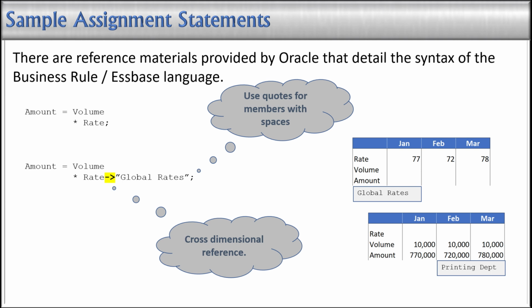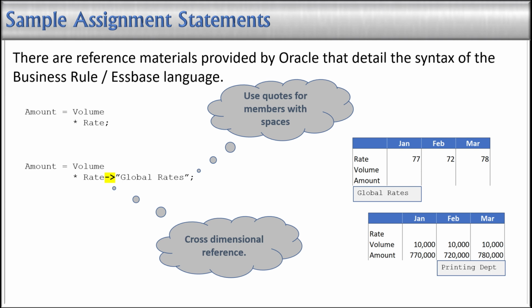Now we have our assignment statement, amount equals volume times rate. Of course, it ends in a semicolon, and for multiplication, we use the asterisk. When we refer to a member, say volume, we can simply type in its name. But in some cases, members might have special characters or spaces, say for example like the global rate table. In that case, we have to enclose the member in quotes.